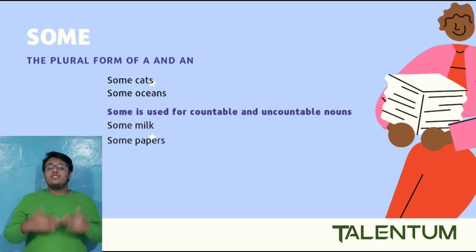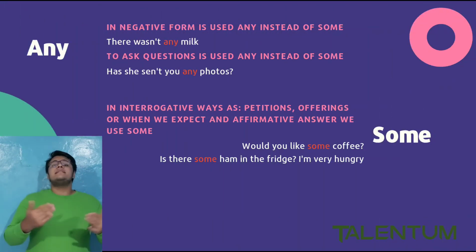And we have some papers. In this case, papers can be counted. One paper, two papers, some papers. Now it's time to see any. Any is a negative form of some. When we want to say something negative, we say any.